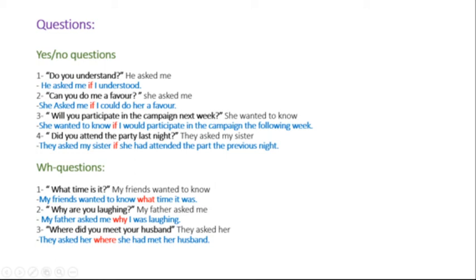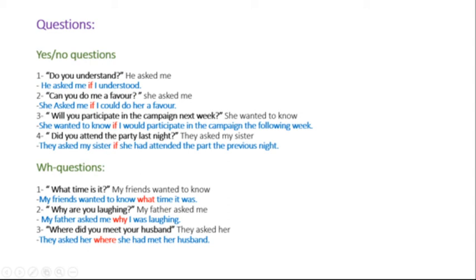Last one. "Did you attend the party last night?" They asked my sister. Did you attend? Did attend. The main verb is attend. Did is just an auxiliary, but the auxiliary tells us what tense it is. So "did you attend?" is the past simple, and the past simple becomes past perfect simple. They asked my sister. Take a look here. They did not ask me.